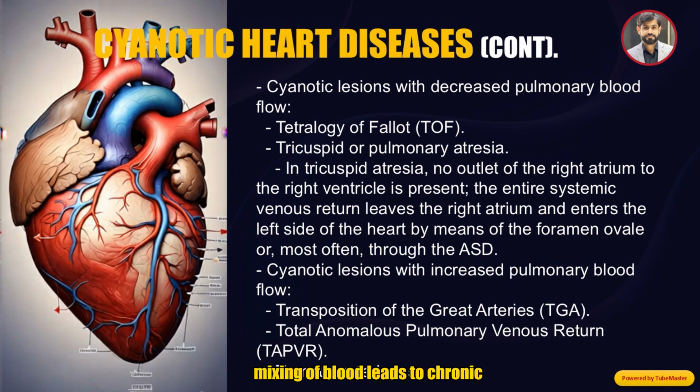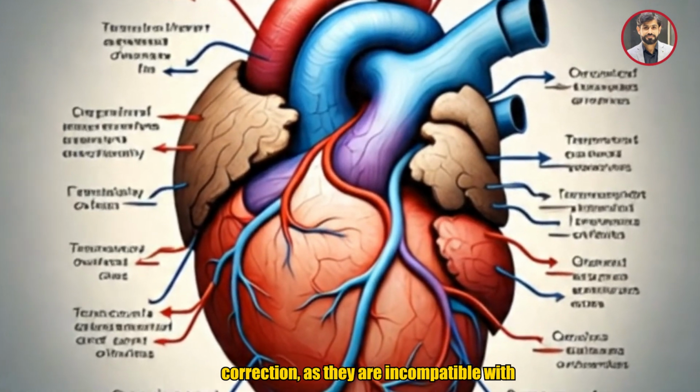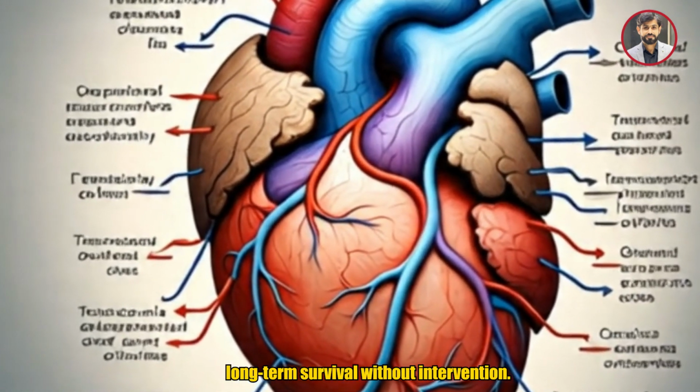This mixing of blood leads to chronic cyanosis, as well as volume overload of the pulmonary circulation, eventually resulting in congestive heart failure if left untreated. Both of these lesions require timely diagnosis and surgical correction, as they are incompatible with long-term survival without intervention.